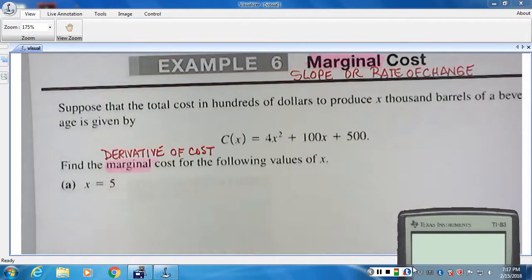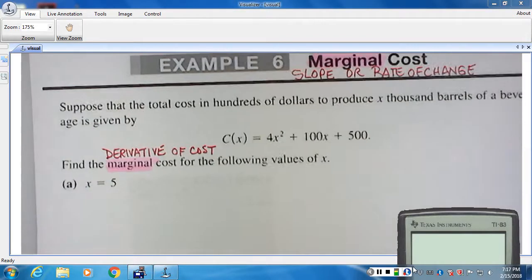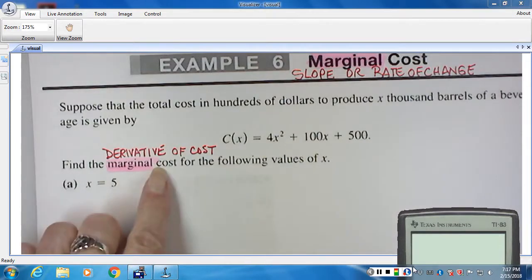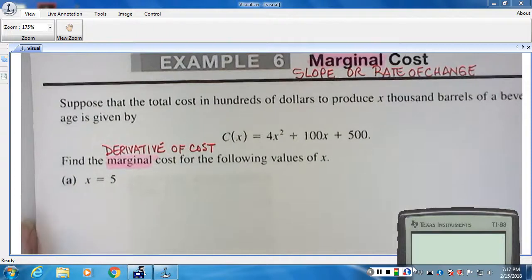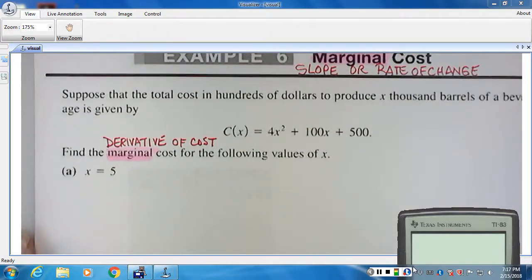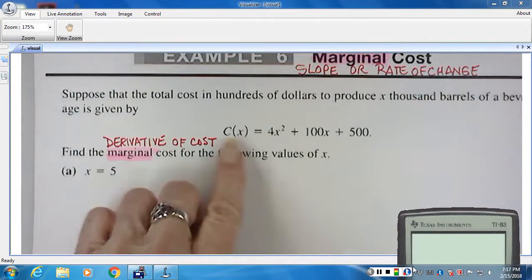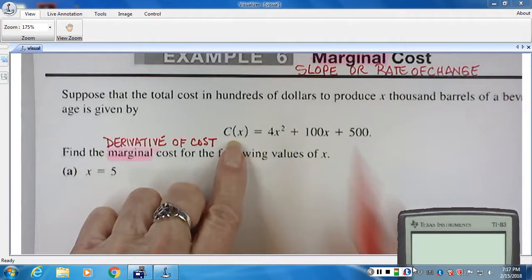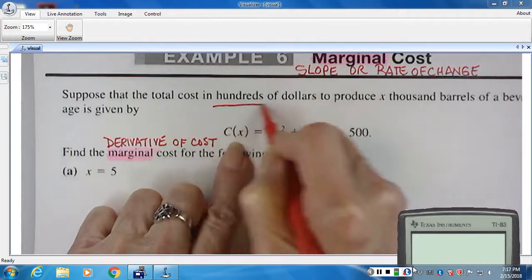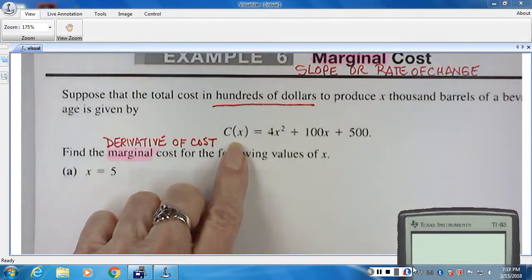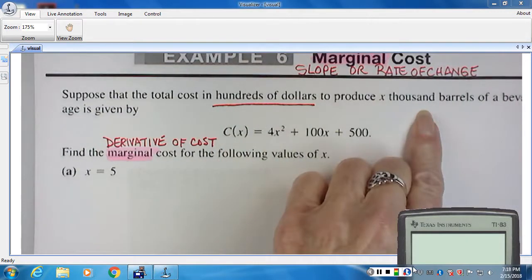So now not only do we take the derivative, which fortunately we don't have to use that long method for, we've got shorter processes now, but we're going to have to actually plug in a number and explain what that rate of change or that marginal cost means in terms of cost. So we have here a cost function, and this cost function is the cost in hundreds of dollars. We have to pay attention to our units, so it's in hundreds of dollars to produce X thousand barrels of a beverage.